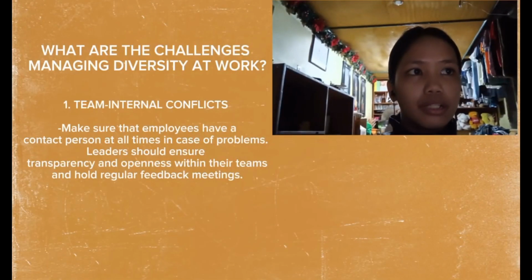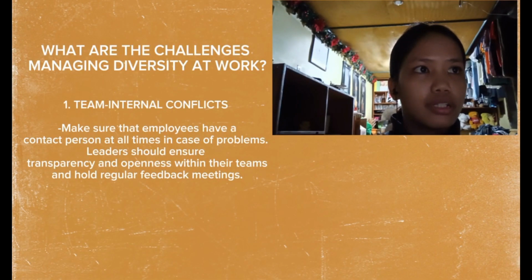What are the challenges in managing diversity at work? The first one is team internal conflicts. Conflicts are not uncommon in the workplace. They can arise due to differences in opinions, values, communication styles, or competing goals. If not managed effectively, internal conflicts can result in reduced teamwork, increased stress, and a toxic work environment.